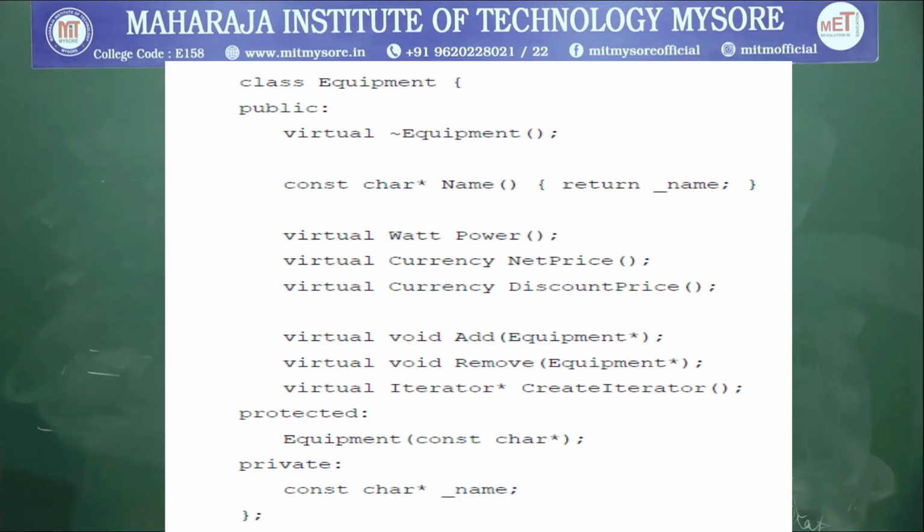Okay, so this equipment declares operations that return the attributes of a piece of equipment, for example its power consumption and the cost. And any of the subclasses, if you are going to implement these operations for specific kinds of equipment, that is when you can actually implement these things.